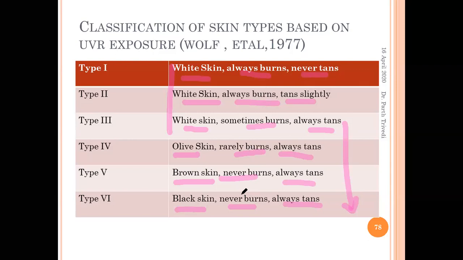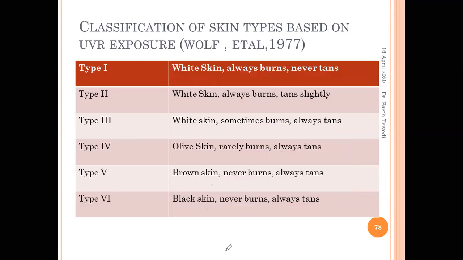Okay, so we have memorized one component. Another component is never tans. That is only in type 1. Then type 2 is slightly tans. And for type 3, always tans will come. So now we are supposed to remember the middle component. If there is no tanning, there will be burn. If there is slightly tanning, there will be burn. If always tanning, there will sometimes be burn, rarely burns, never burns, and never burns. Okay, so it is very easy to understand if you remember in the way which I have taught you.